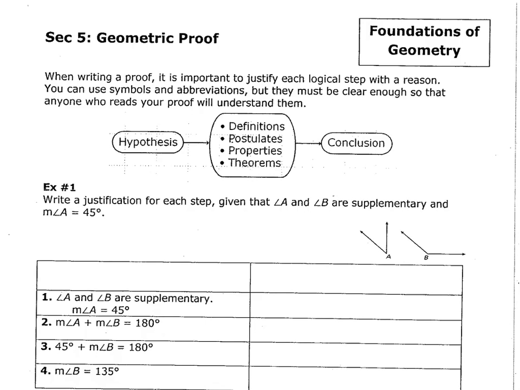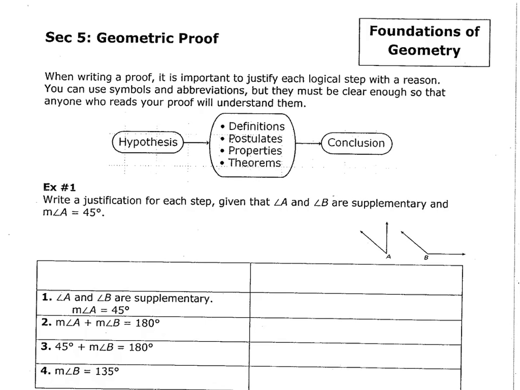Hey guys, today we're going to be talking about geometric proofs. Geometric proofs are kind of like algebraic proofs. In algebraic proofs, you're solving an equation or whatever problem and then giving a justification on the right side for whatever makes you able to do that step.